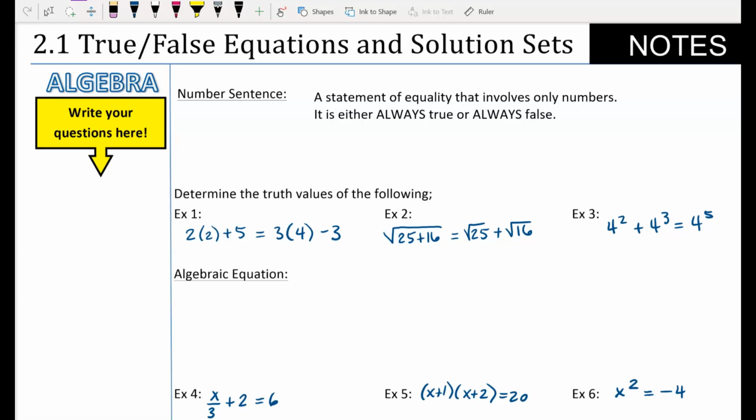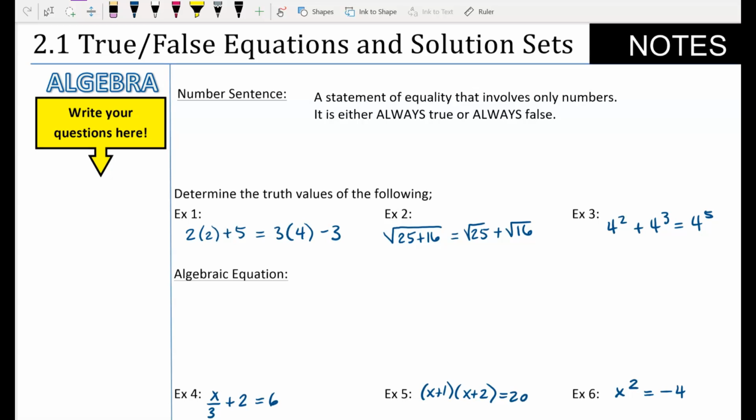Let's go ahead and get started on Chapter 2. In Chapter 2, we're going to be solving equations and inequalities. So to start this chapter in 2.1, we're just going to look at some basic equations and determine whether they give us true statements or false statements. And then we're going to look at how to write solution sets. How do we communicate which numbers are solutions to the equation that we're given?